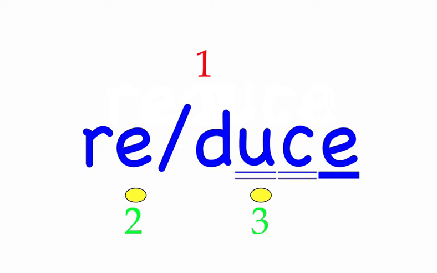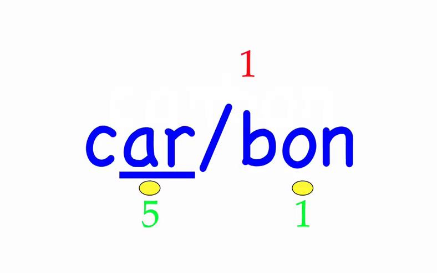Carbon. The carbon footprint is a new term that refers to how much energy we use. Carbon. First syllable is car, two sounds. K, r. Bon, three sounds. B, a, n. Carbon. Mark the word.